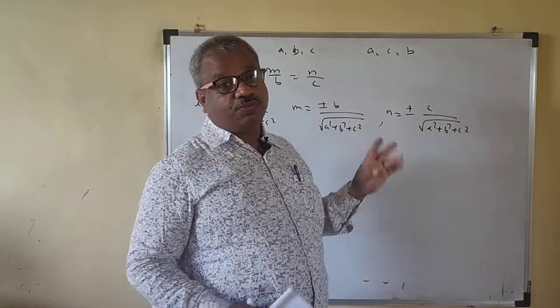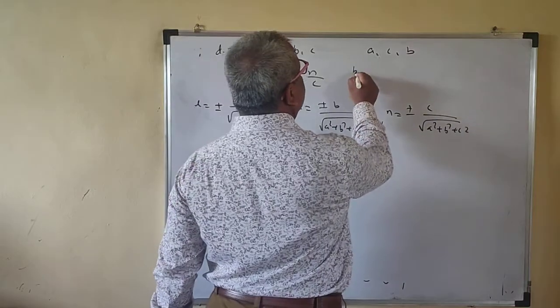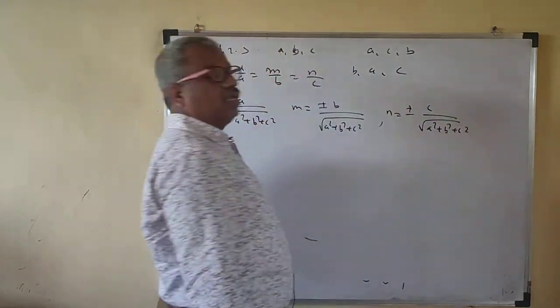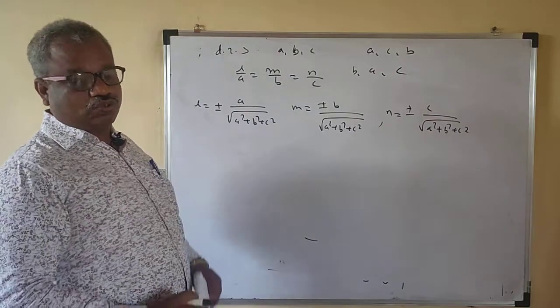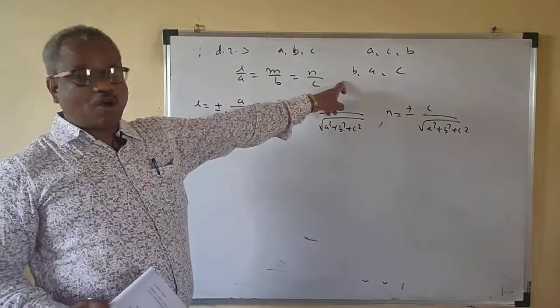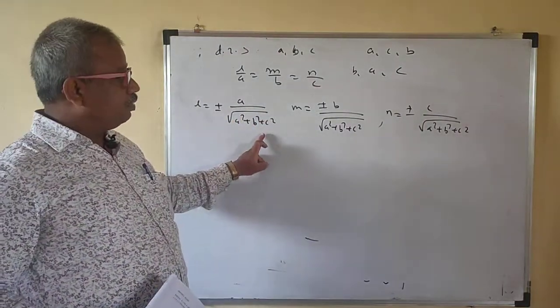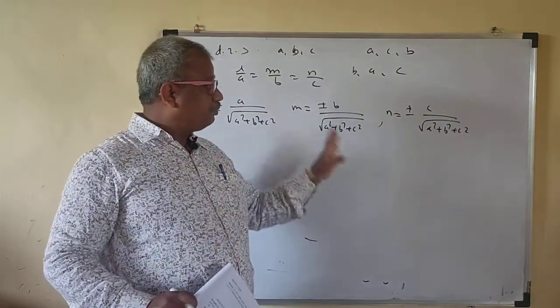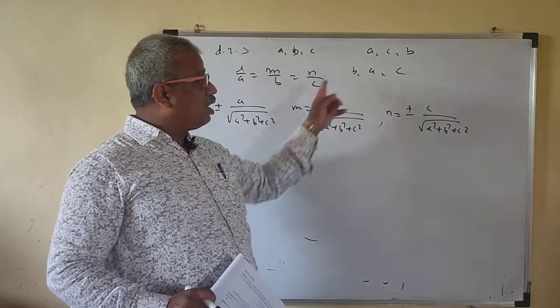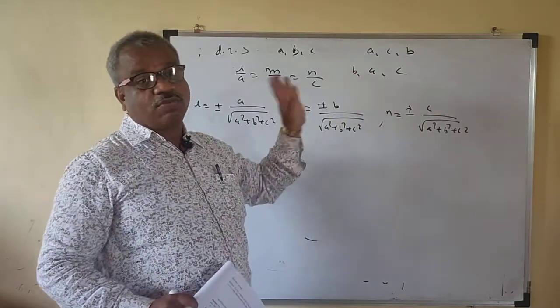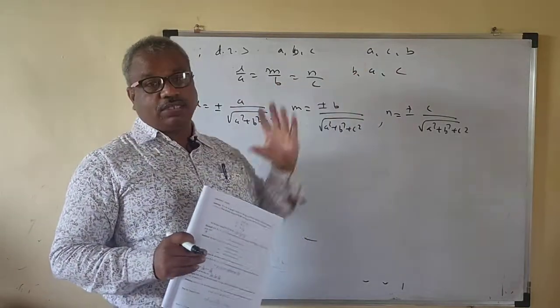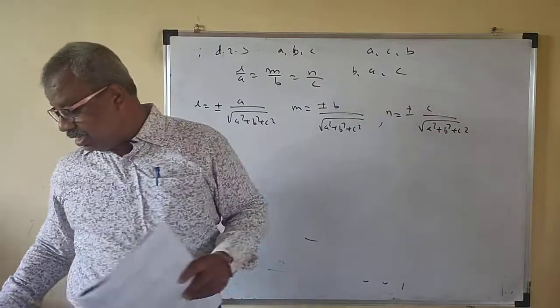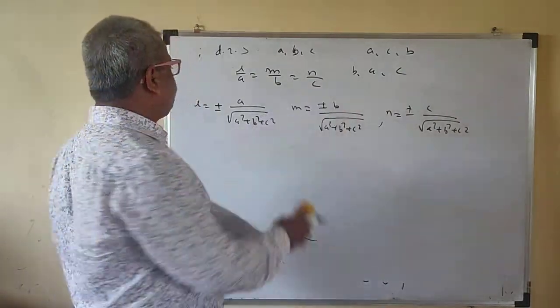Take care of which one is given to you. If B, A, C are the direction ratios, then your L is B upon root of this, your M is A upon this, and your N is C upon this. So take care of the order of writing. These are the direction cosines.